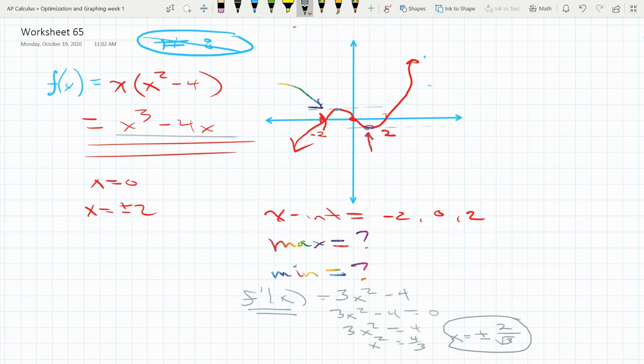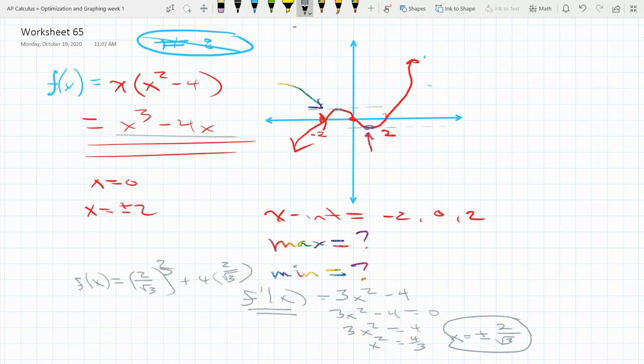So if I want to find my max and min, my first one's going to be at f of x equals 2 root 3, and this is where your calculator is great to use, 2 root 3 cubed plus 4 times root 3, 2 over root 3.